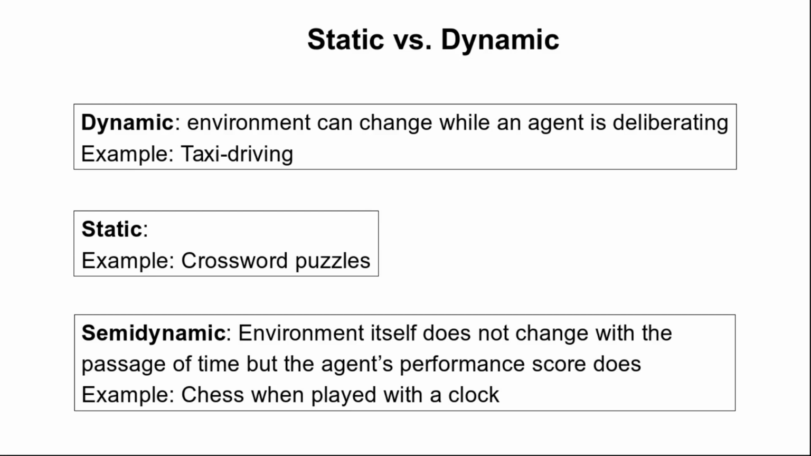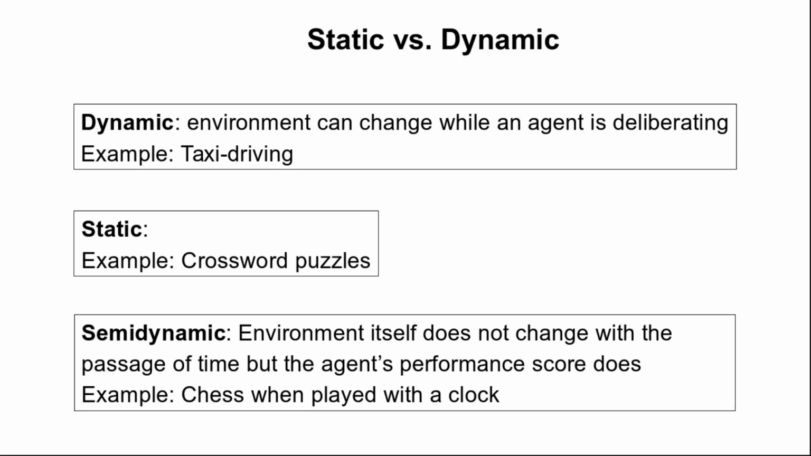The next dimension along which we can categorize task environment is static versus dynamic. So dynamic environments are environments which can change while an agent is deliberating about the next move or the next action, and those kinds of environments are called dynamic environments. Otherwise, it's a static environment.